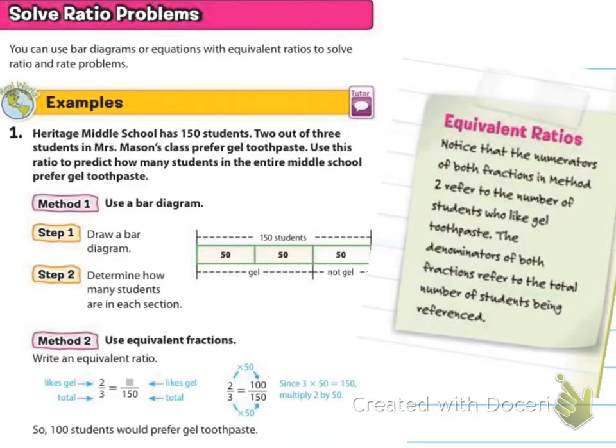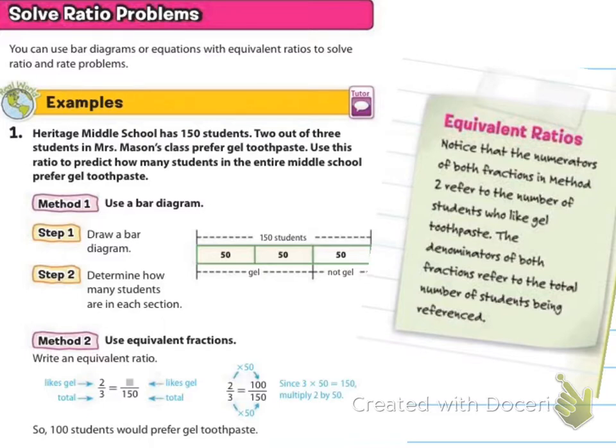Alright, so we're going to look at this one. It says that you can use a bar diagram or equations to solve ratios, or with equivalent ratios to solve ratio and rate problems. So the Heritage Middle School has 150 students, and 2 of the 3 students in Mrs. Mason's class prefer gel toothpaste. It's a big debate. Use this ratio to predict how many students in the entire middle school prefer gel toothpaste.